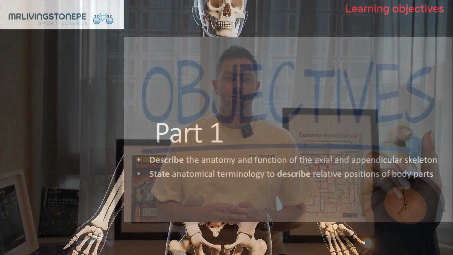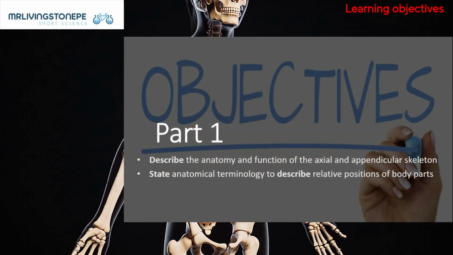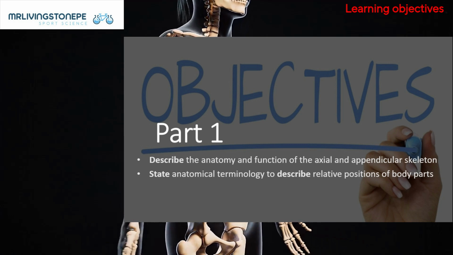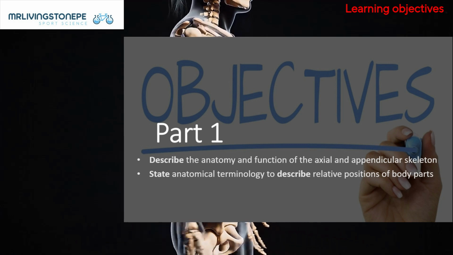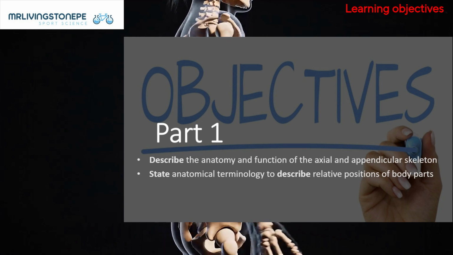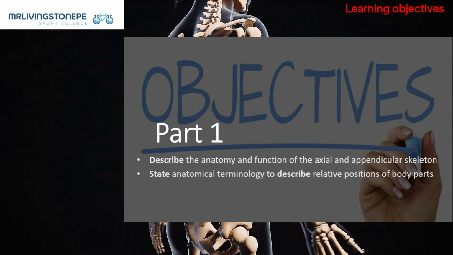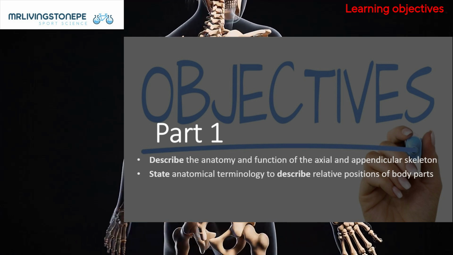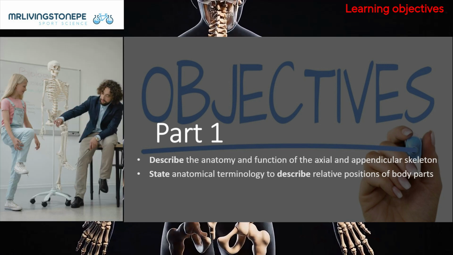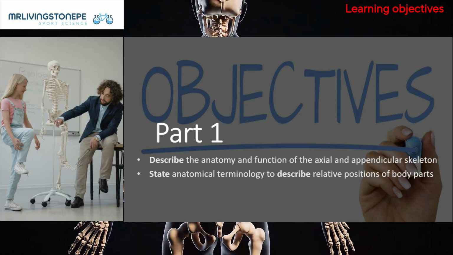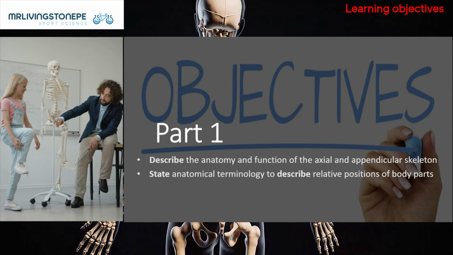The objectives you should achieve by the end of this video include being able to describe the anatomy and function of the axial and appendicular skeleton, and secondly, state anatomical terminology to describe relative positions of body parts. A simple start to the criteria content for the beginning of Topic B, biomechanics and generating movement in the body.